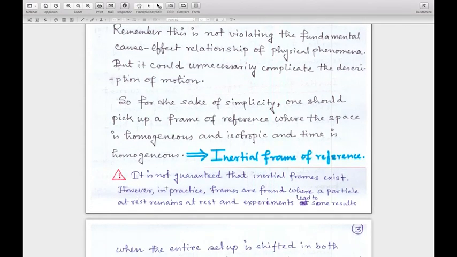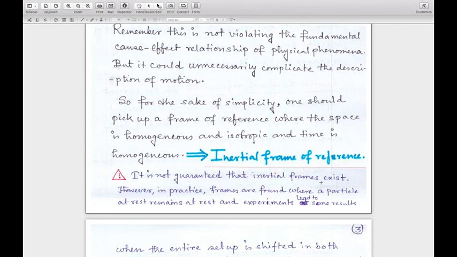Now, you can see that it is not somehow guaranteed that such inertial frames in general exist. There is no theorem by which you can rigorously prove the existence of such a frame of reference in general. Or maybe that is extremely difficult, even if it exists.